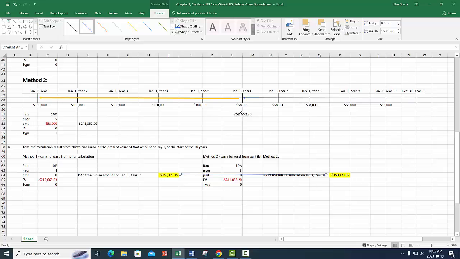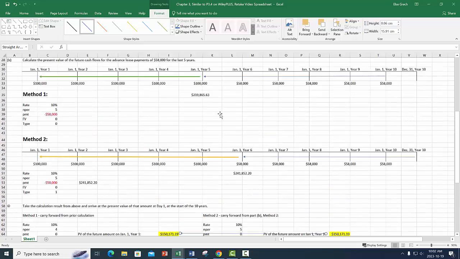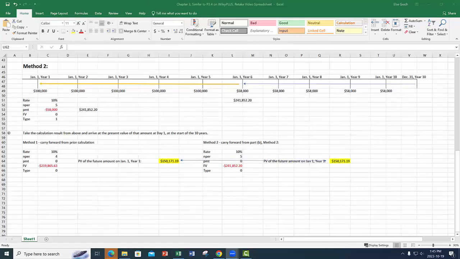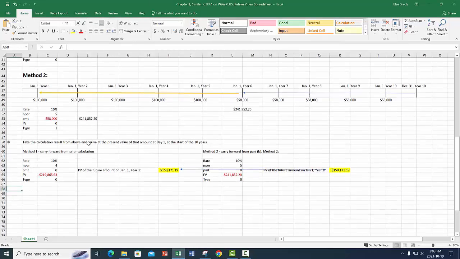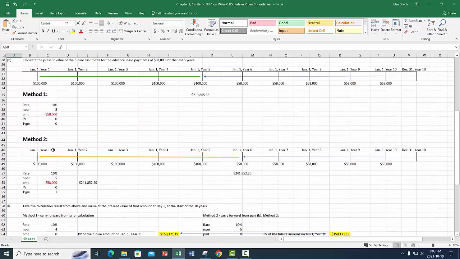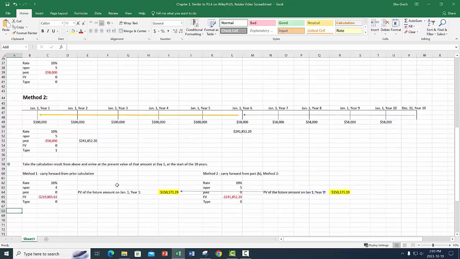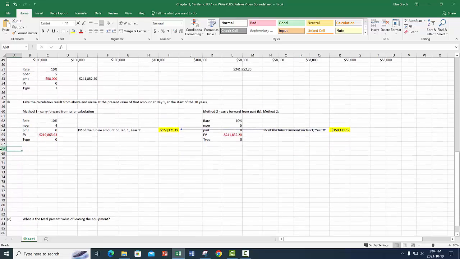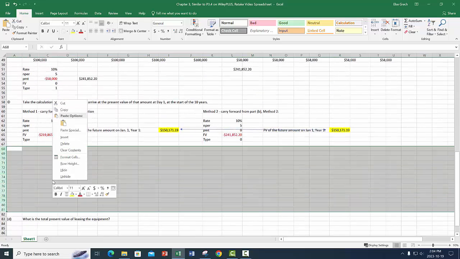I either present value this amount all the way back to here, over 5 periods, or I present value this amount all the way back to here over 4 periods. The result, the outcome, is exactly the same. Now that we know that these two methods, method 1 and method 2, end up in the exact same place when we present value them to today, which is January 1st, year 1, we can do the final part of the question. So let's go down to the final part of the question.